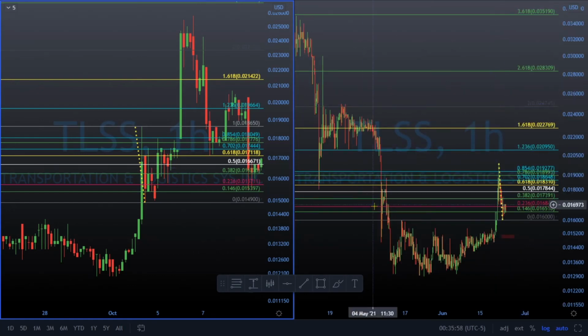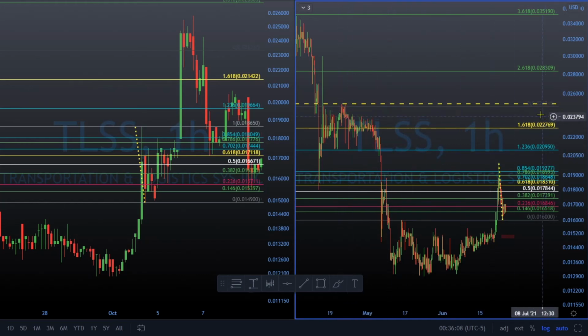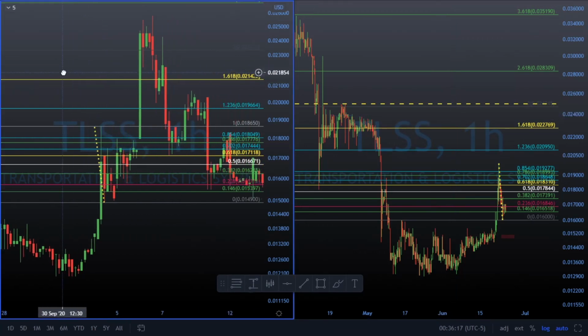And that kind of makes sense because right here is a resistance line. So we could come up to that 2.0 Fibonacci like it did here, and that be the end of it, right? Then we retrace to the 0.618 before bouncing back up 2 cents, and then ultimately doing our back test at that point.